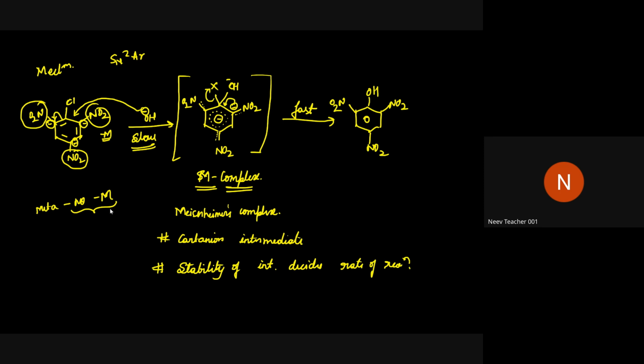Sir, is it clear? Yes, sir. So the simple explanation is that the minus M effect of the nitro group, or any electron withdrawing group, can only act when they are on ortho and para, because the negative charge comes on ortho and para positions only during the resonating structures.